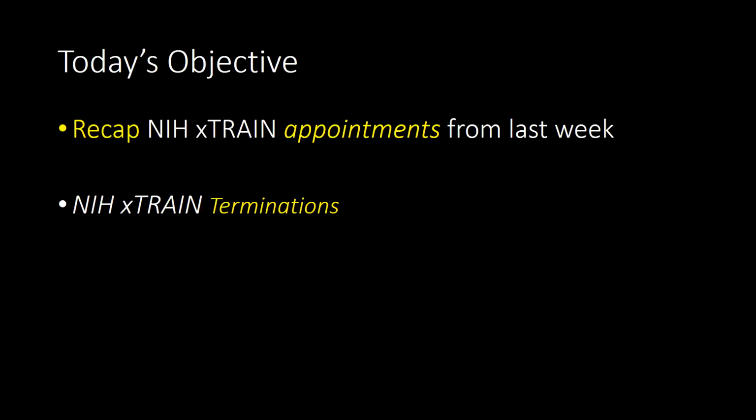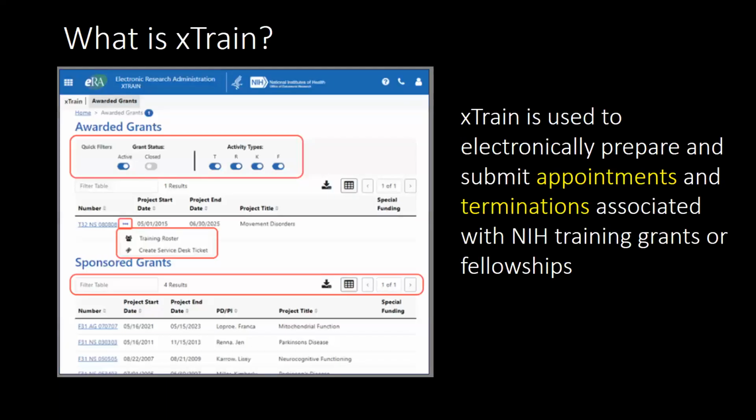That's pretty straightforward, but I do want to touch on that at the end of the presentation. So last week we went through what is NIH xTRAIN for those of you who have never been in here. It's in ERA Commons, and it's a way you can appoint trainees and terminate them that are on your institutional training grant, or they have a NRSA fellowship. This could also apply to R25s, KL2s, KL1s, not just your T32 series.